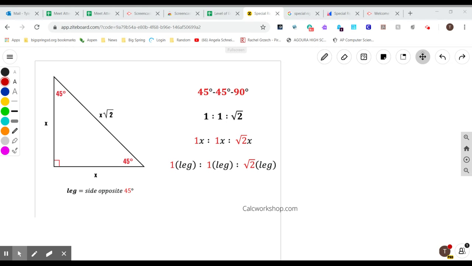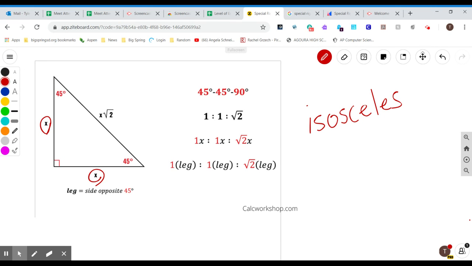First one I want to go over is the 45, 45, 90. As you know, because it's 45 and 45, that means it's going to make it an isosceles triangle. So that's key thing to know, number one. That means both of these legs are going to be equal. Now, if we were to do trig here, we would get the right answer as whatever the leg is, my hypotenuse would be that times root 2.